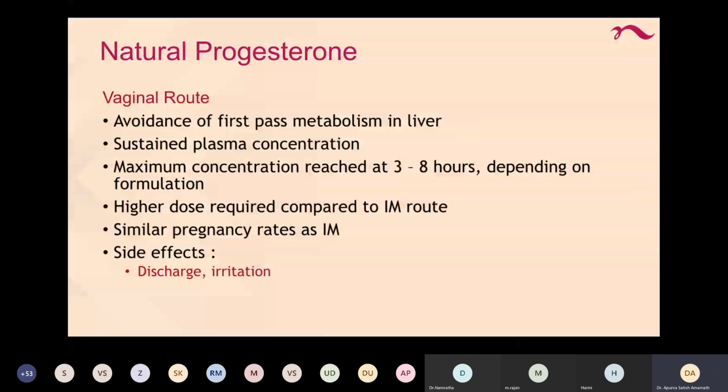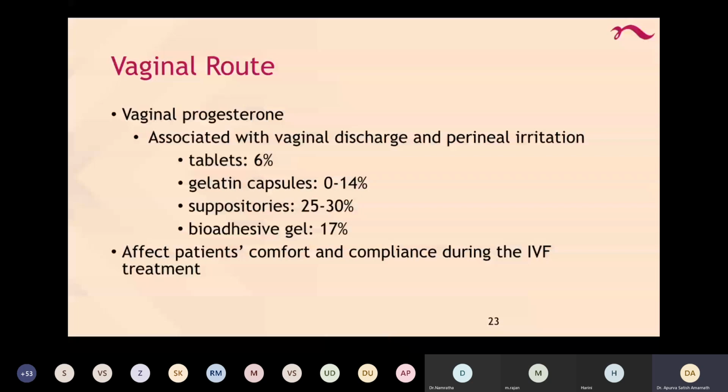The side effects of vaginal progesterone are basically discharge and irritation. So this can happen again depending on the type of progesterone formulation. There are differing rates of irritation. So with tablets, it is about 6%, with the capsules, it's at about 14%, and suppositories up to 30%. So this can affect the patient's comfort and compliance during an IVF treatment.